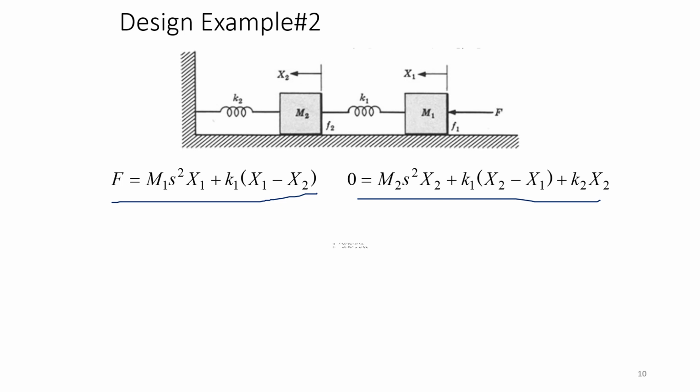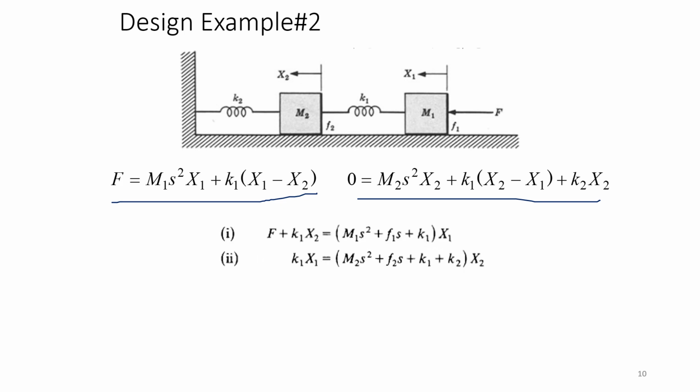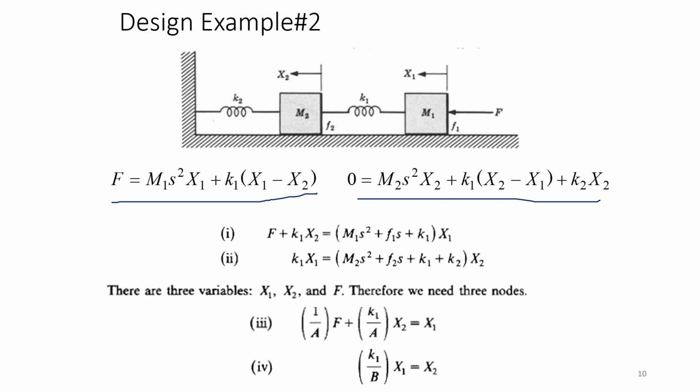Now for these two equations we will be evaluating the signal flow graph. So combine the variables with common terms like this. So f, k1 x2 is taken to the left side and the variable with x1 is combined together. So you'll get two equations in this way. Now there are three variables, that is x1, x2 and f. Okay, so we just require two nodes for your x1 and x2, and one node for f. So write the equation for x1 and x2 in terms of f and x1, x2 like this.